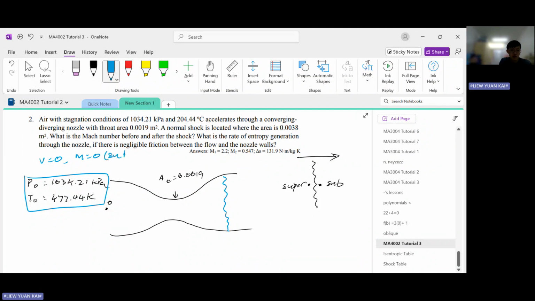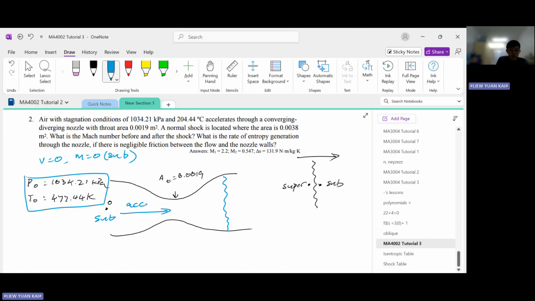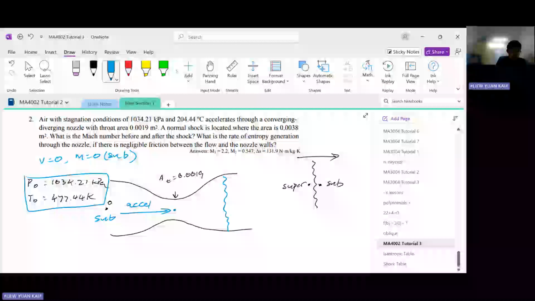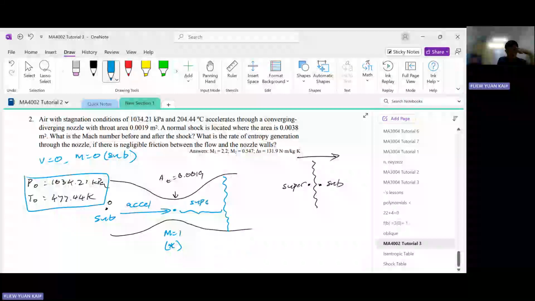Because Mach number equals 0 is less than 1. So therefore the flow starts out as subsonic flow. Then in the converging section, it does subsonic acceleration. When it reaches the throat, it will reach a Mach number equal to 1. In other words, it is at the critical condition. This only occurs at the throat. After the throat, so downstream of the throat, finally, this is the region where supersonic flow can occur.